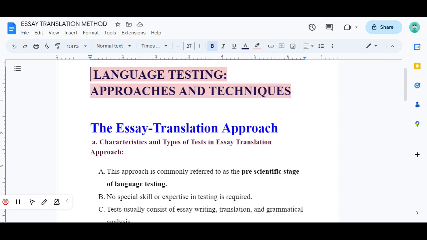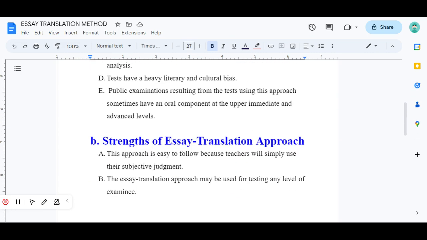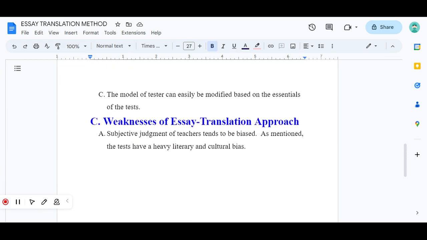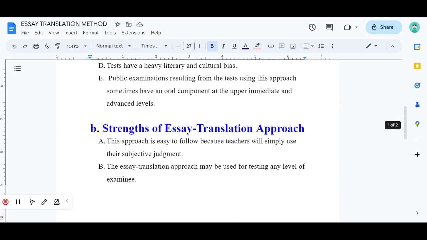This lesson is going to be the first lesson of the series, which is language testing and approaches in technique. So, the first lesson is all about the essay translation approach. Firstly, we're going to study the characteristics and all the types of tests in the essay translation approach, and then we're going to study the strengths, which means the good points of this approach, and the bad points of this approach, that means weaknesses. All right, so let's get started.